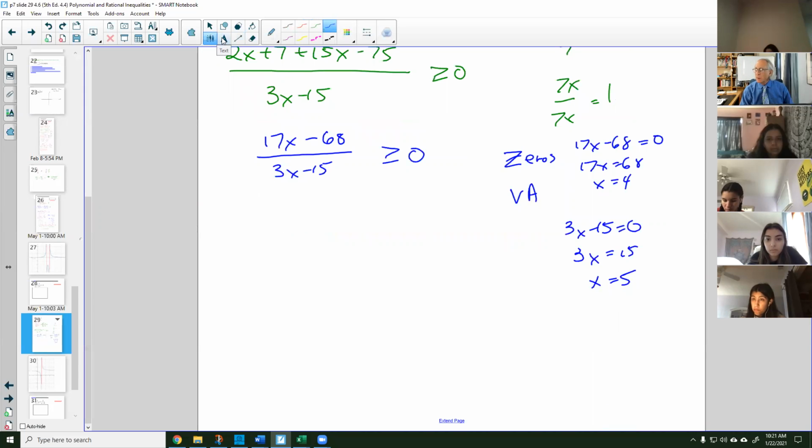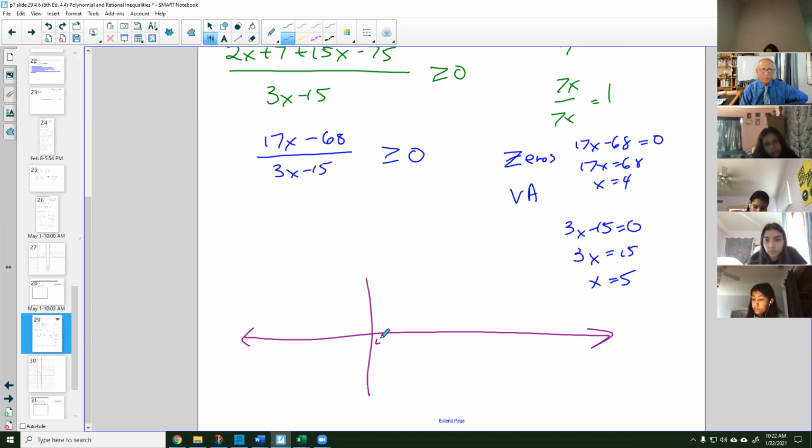Now what do I do? Camila, what do I do now? Now you can do like the number line, right? And what am I going to put on the number line, Camila? You're going to put 4 and then 5. That's exactly right. So I like to make the zeros as solid lines and the vertical asymptotes as dotted lines. But that's all I got. I only have 4 and 5.